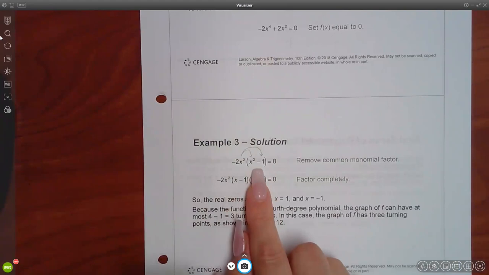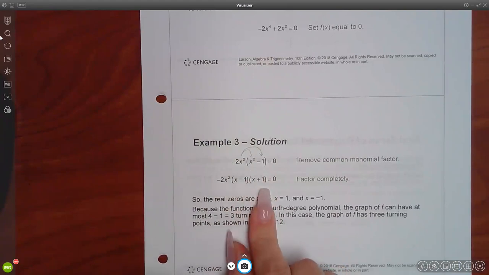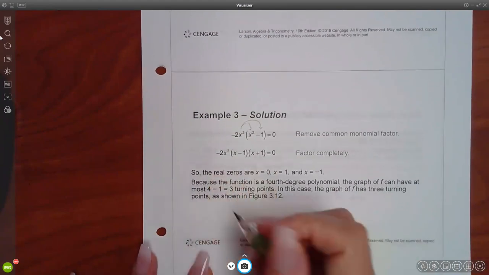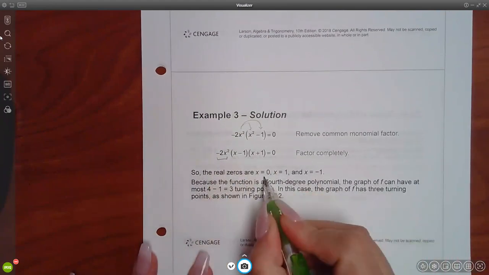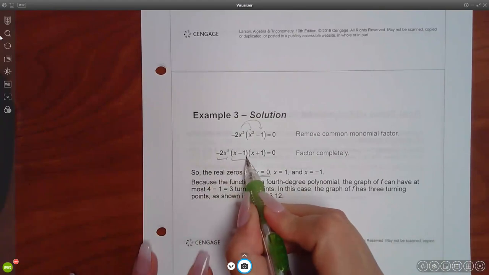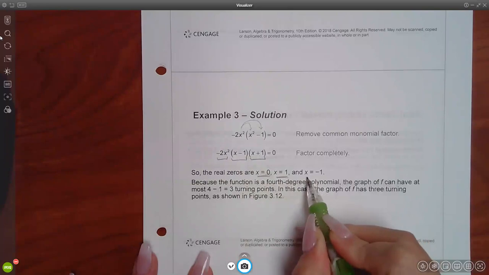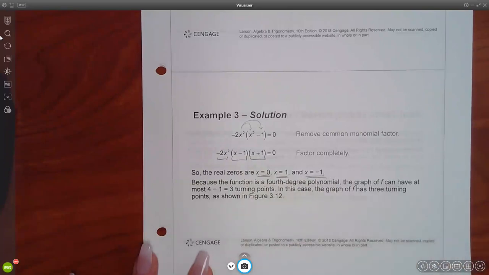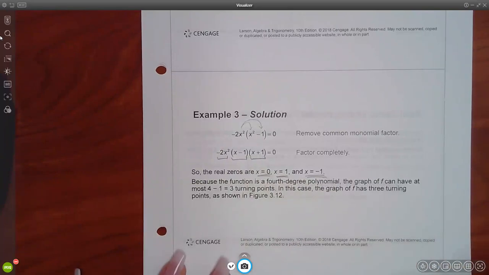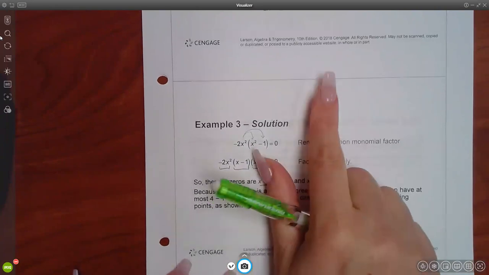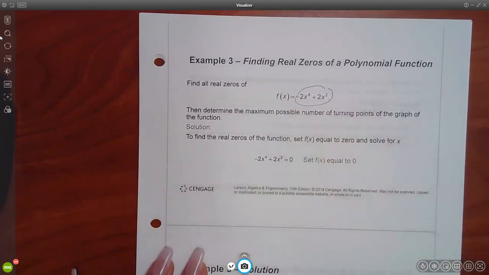So here, they can factor that into the difference of squares. We know how to do all this. This is not new. Then if I set this factor equal to zero, I get zero. If I set this factor equal to zero, I get positive one. And if I set that factor equal to zero, I get negative one. So these are the real zeros. What was the power at the very beginning, the highest power?